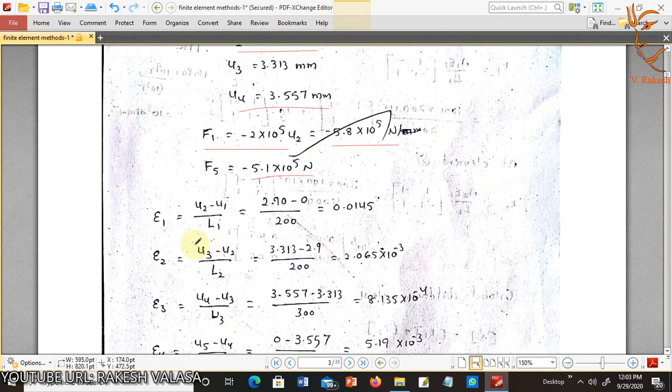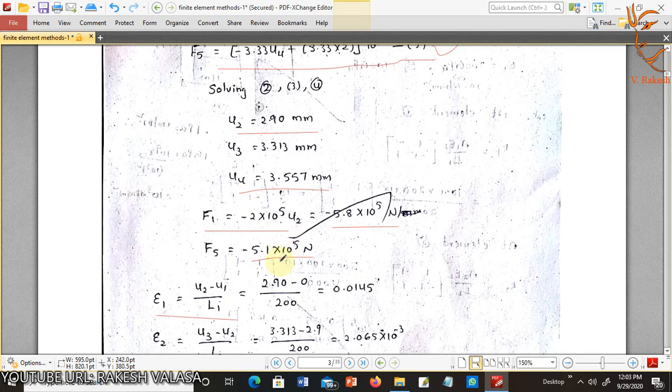Second question is, you can calculate strains. We know the formula for strains. Strain for first element is u2 minus u1 by L1. u2 is 2.90, u1 is 0, L1 is 200. That value is 0.0145. Strain has no units, because this is mm and this is also mm, mm by mm, so there are no units.